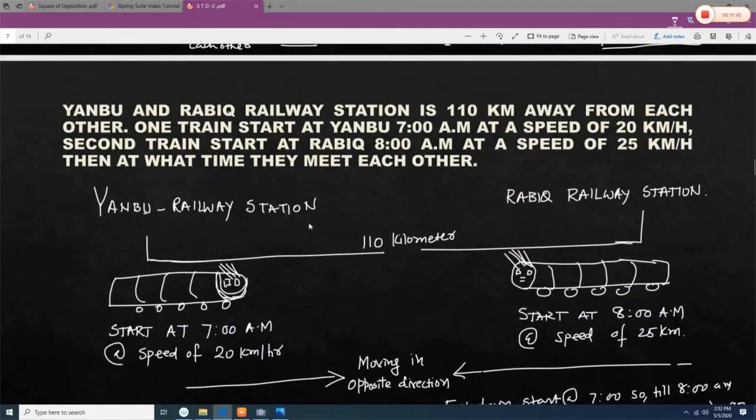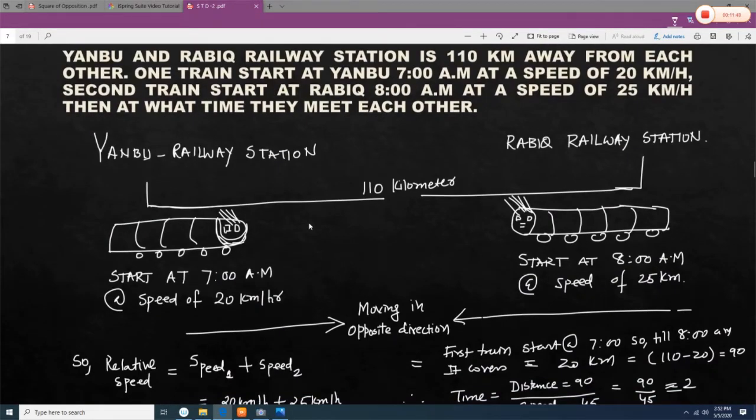Next question: Yanbu and Rabik railway stations are 110 kilometers away from each other. So let's say this is Yanbu railway station and this is Rabik railway station, and the distance from Yanbu to Rabik is 110 kilometers. Now one train is going to start at 7 a.m. in the morning with a speed of 20 kilometers per hour from Yanbu railway station. Another train is going to start from Rabik railway station at a speed of 25 kilometers per hour at 8 a.m.